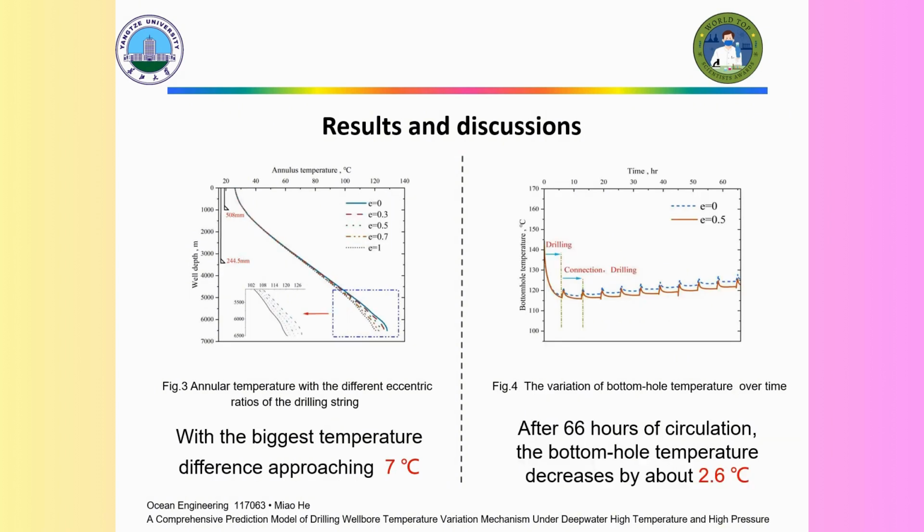Results and discussions. Figure 3, annular temperature with the different eccentric ratios of the drill string, with the biggest temperature difference approaching 7 degrees centigrade. Figure 4, the variation of bottom hole temperature over time. After 66 hours of circulation, the bottom hole temperature decreases by about 2.6 degrees centigrade.